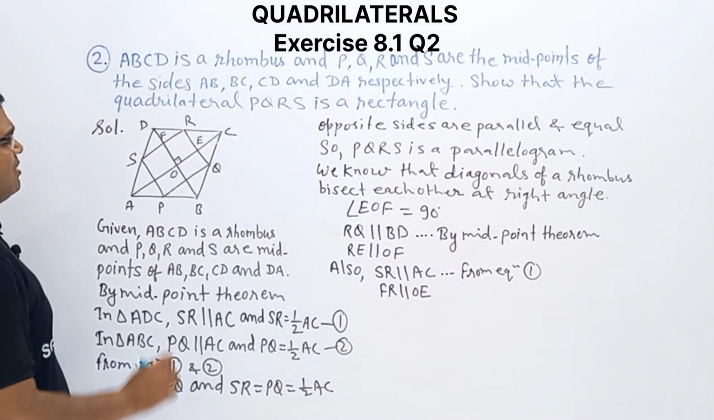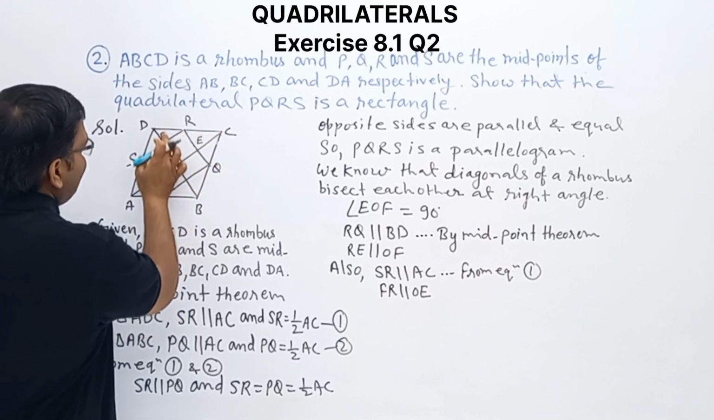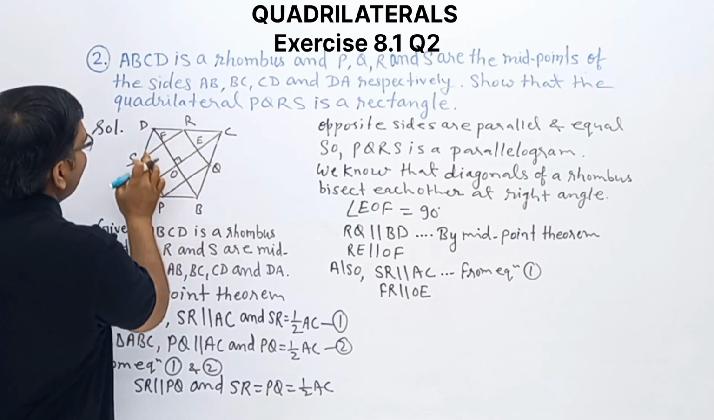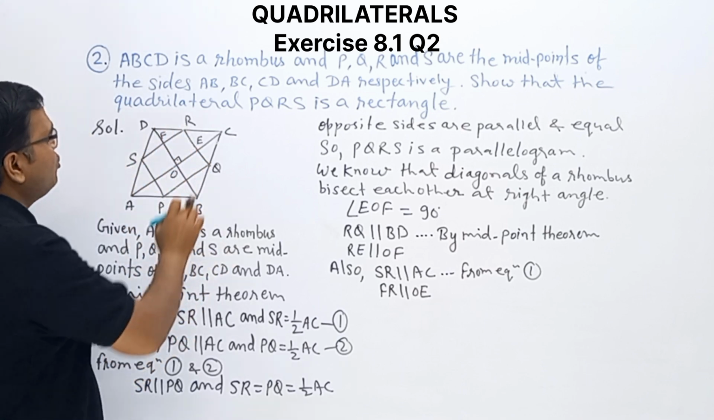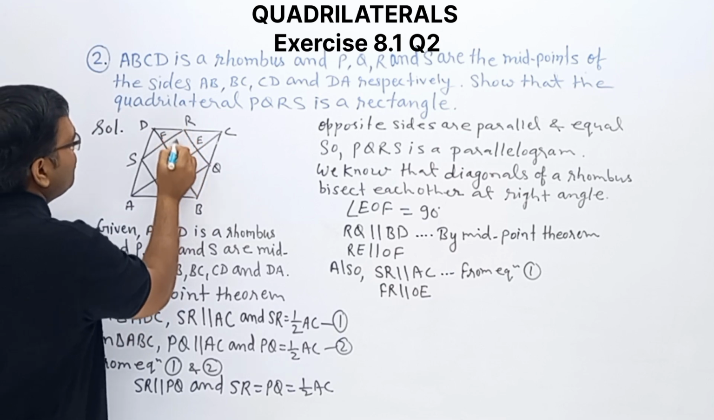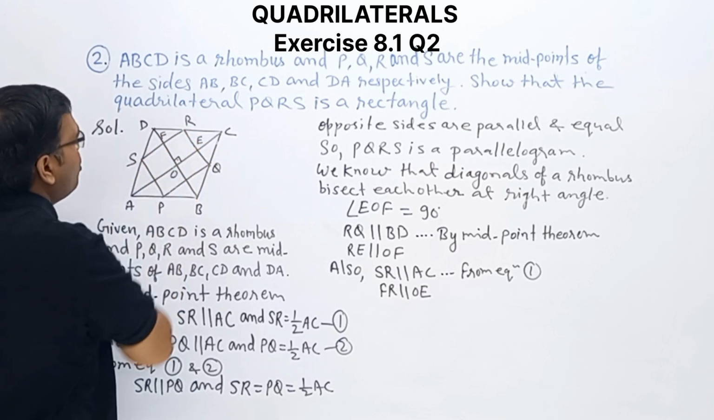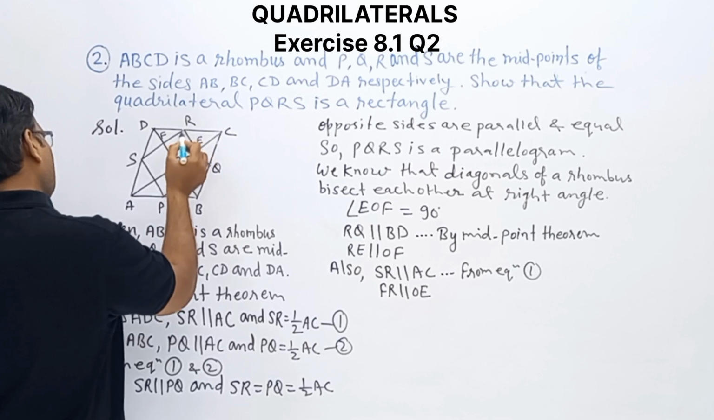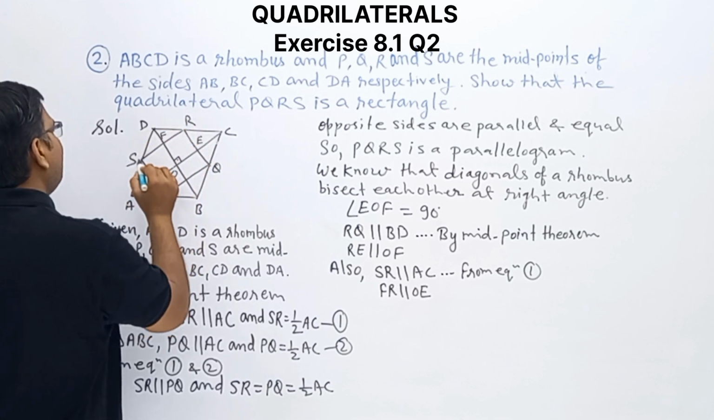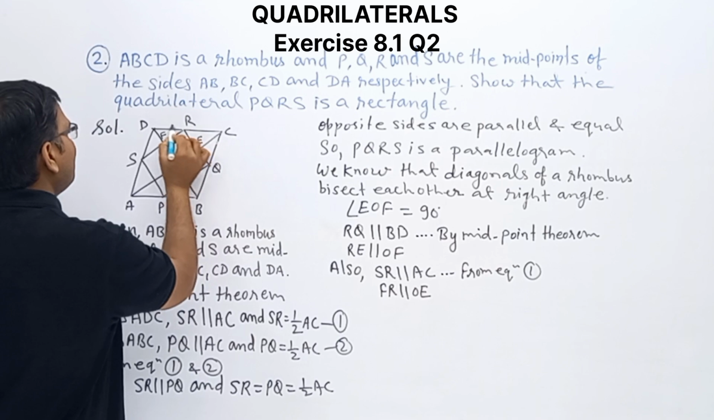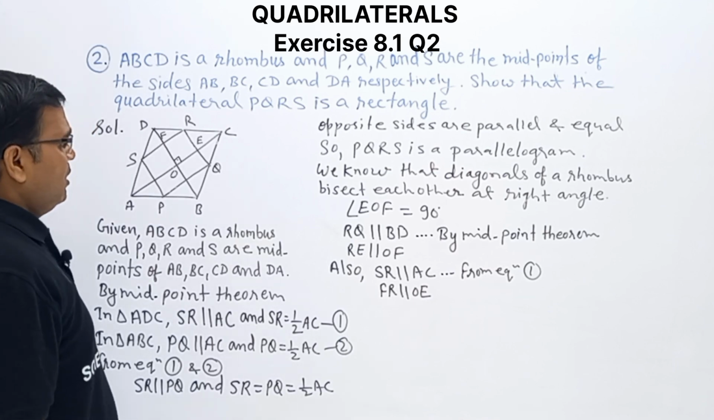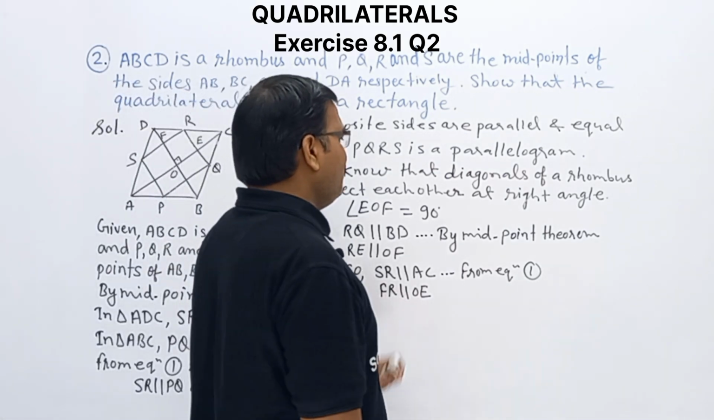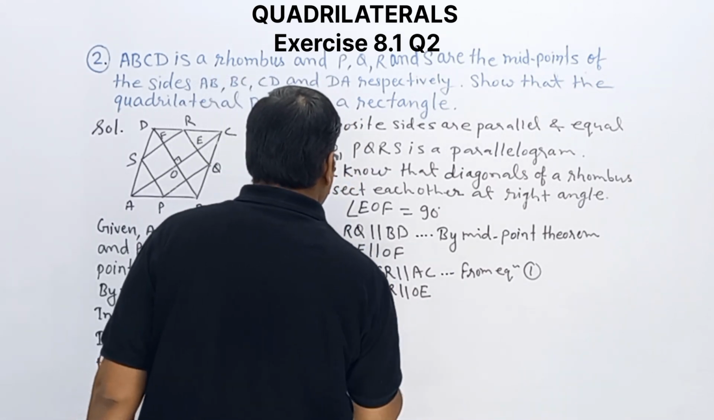Observe what we are doing. In this triangle BCD, QR is parallel to BD, since Q and R are midpoints. So this part RE will be parallel to OF. Similarly, for this triangle, SR is parallel to AC, so this part FR is parallel to OE. Clear? So FR is parallel to OE. So what can we say?